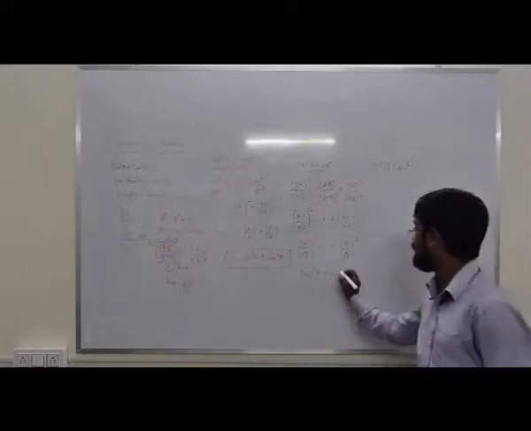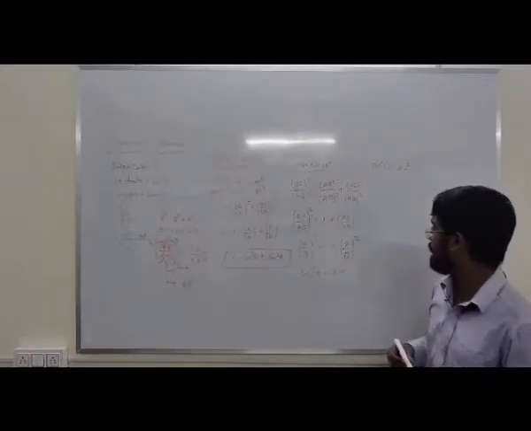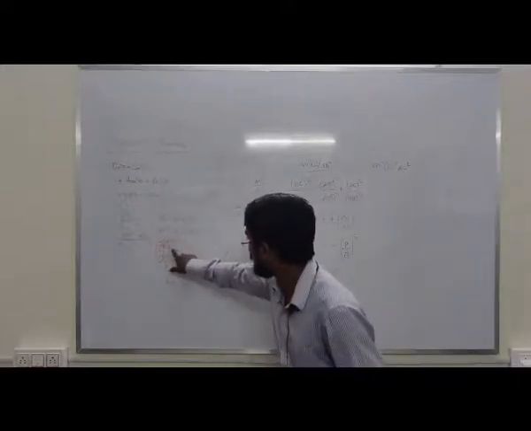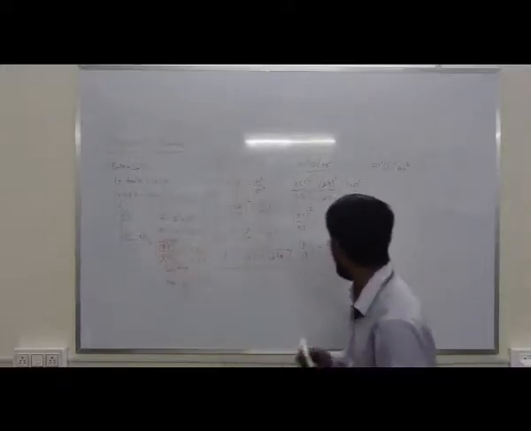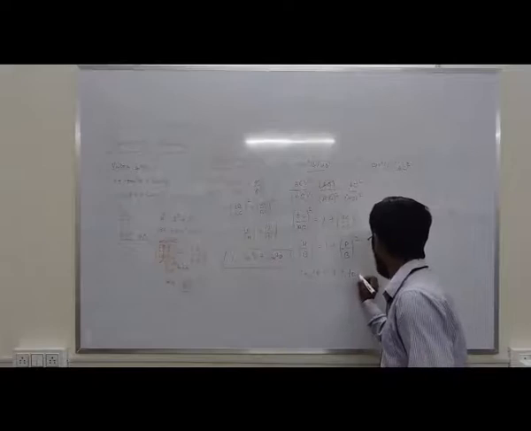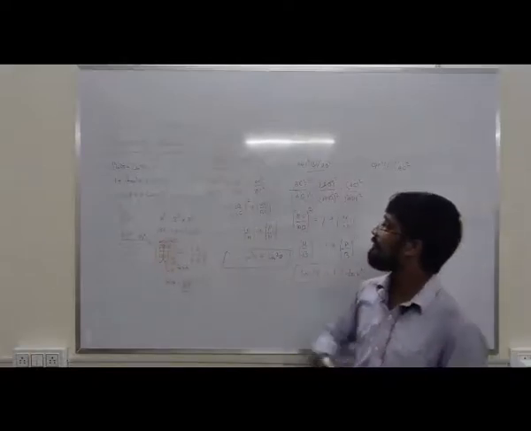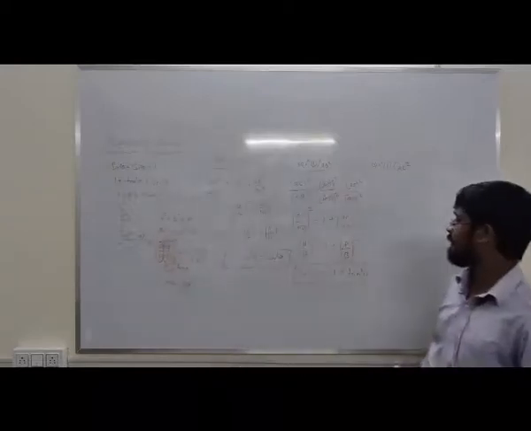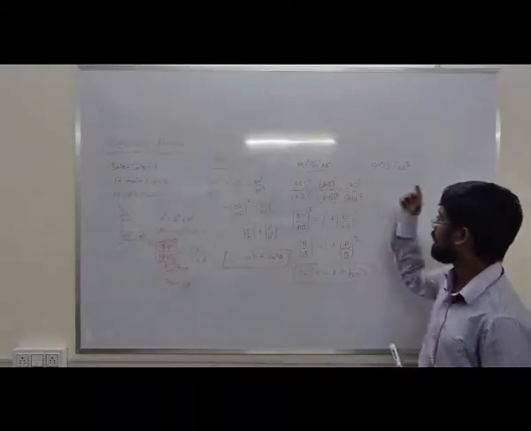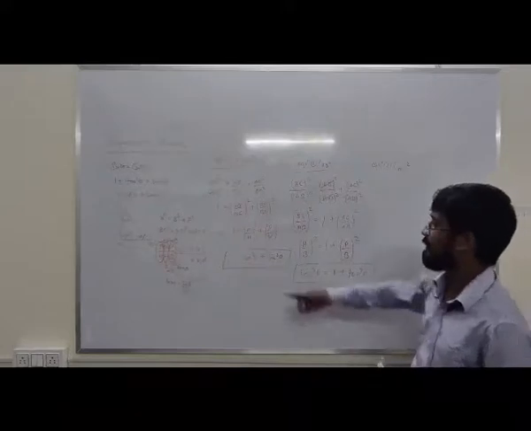Then 1 plus, now P, perpendicular by base. Perpendicular by base is the third term, tan theta, so I can write tan square theta. So this is another identity you can see: 1 plus tan square theta equals sec square theta, which we have derived.